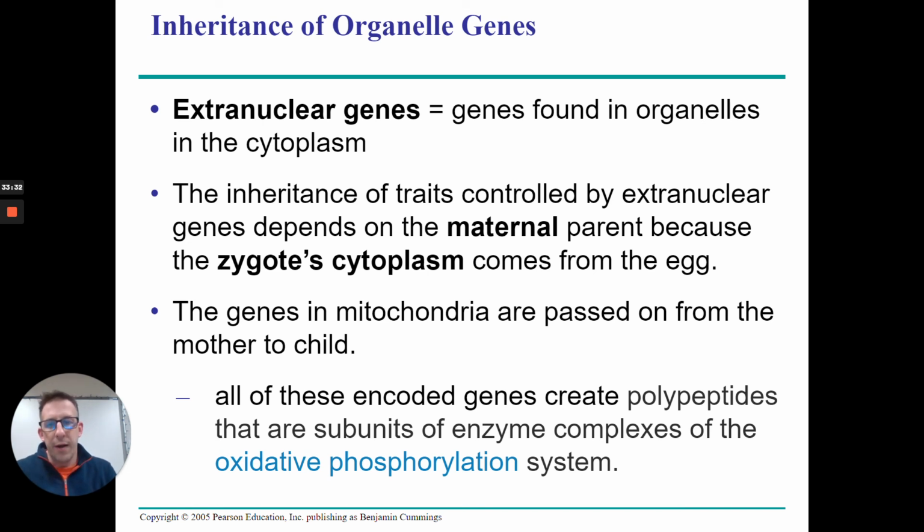Now, these mitochondrial DNAs don't do a ton, but they code for genes that create polypeptides or proteins that are subunits of enzyme complexes of the oxidative phosphorylation system. So what does that mean in English? It means that the DNA found in the mitochondria makes the little proteins found in the ETC, the electron transport chain. They make the little proteins that make the Krebs cycle run, because all that stuff happens in the mitochondria. So effectively, you could say that I've got my mother's metabolism.